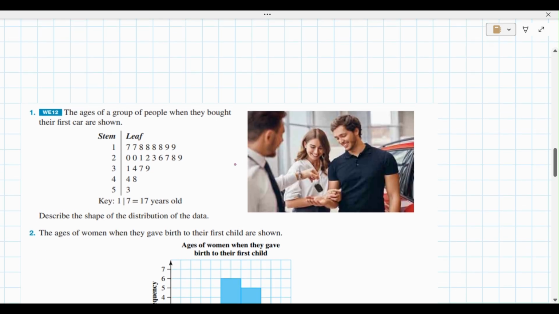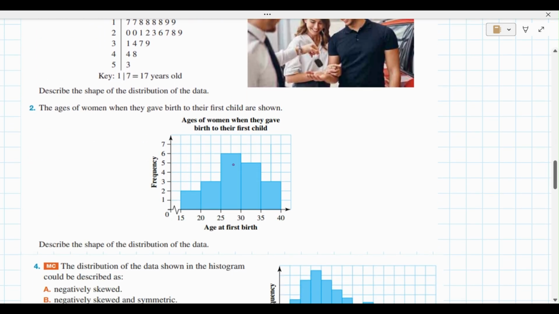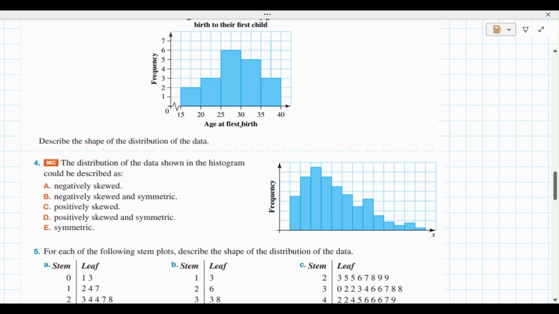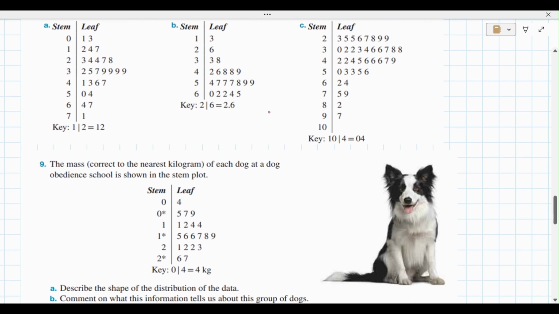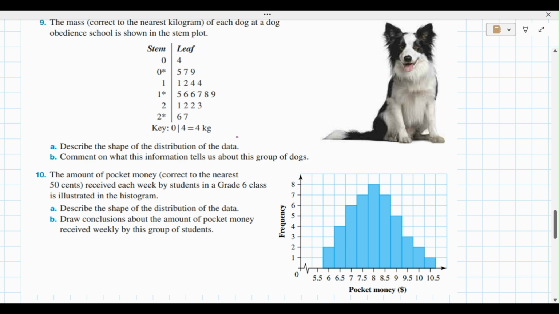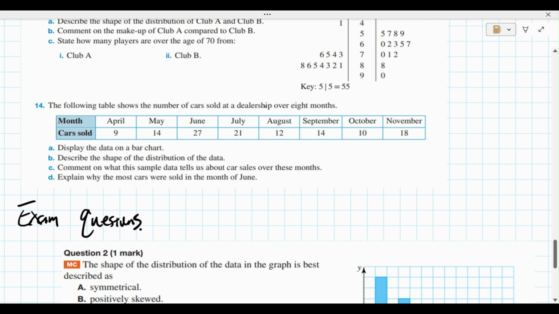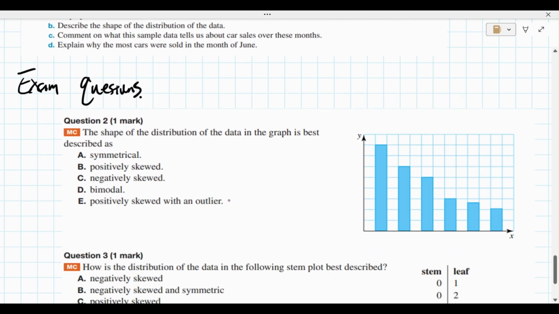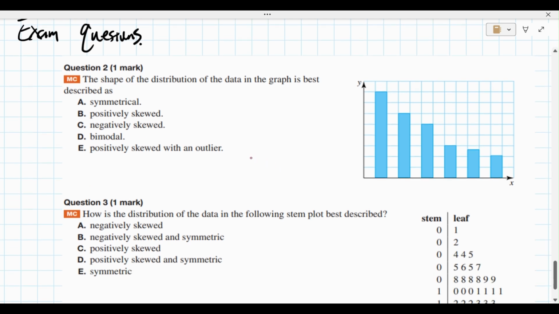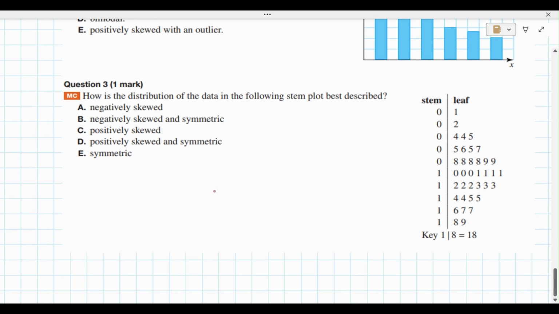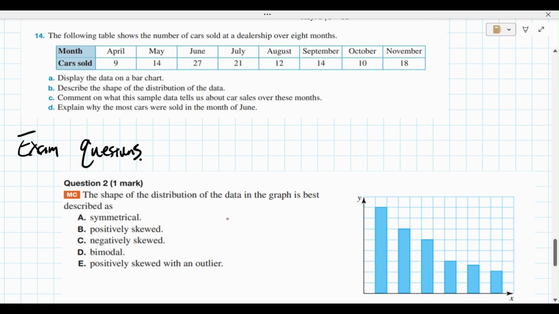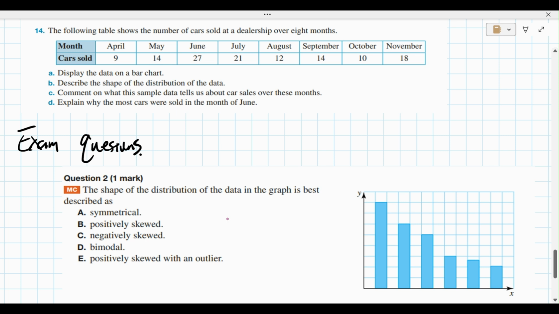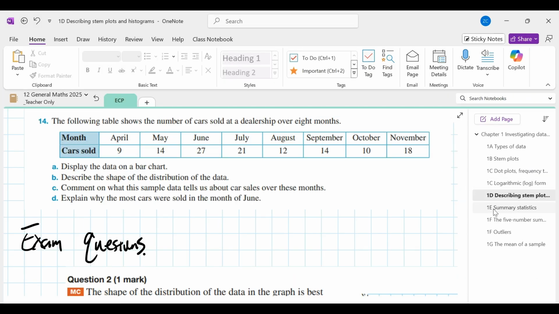So some questions like this, I want you guys to have a look as well, to name the positive and negative skew and answer the questions this way. Hopefully they all make sense. We can go through some of the exam questions as well. That's a very short one, so I'm going to continue with the knowledge of summary statistics.